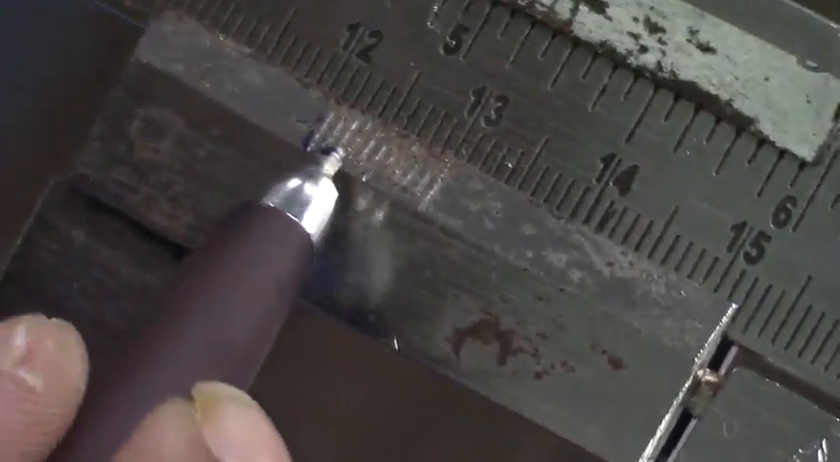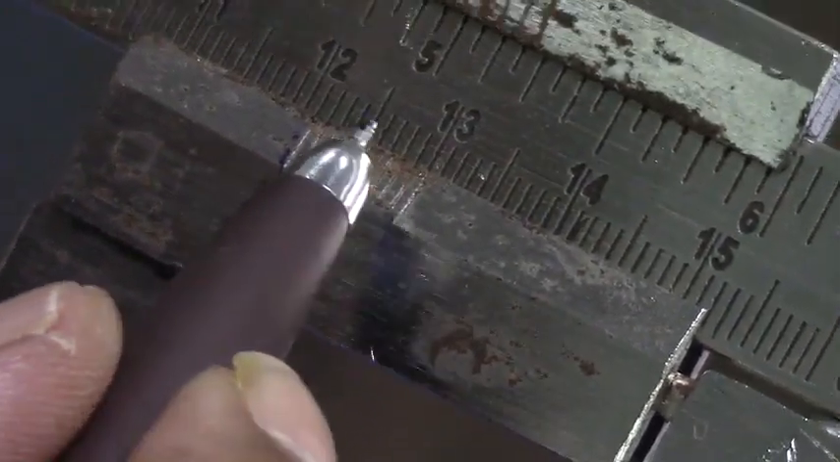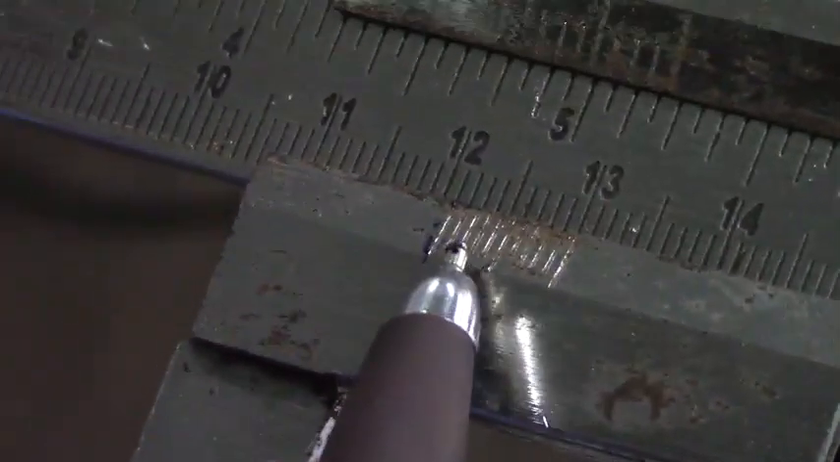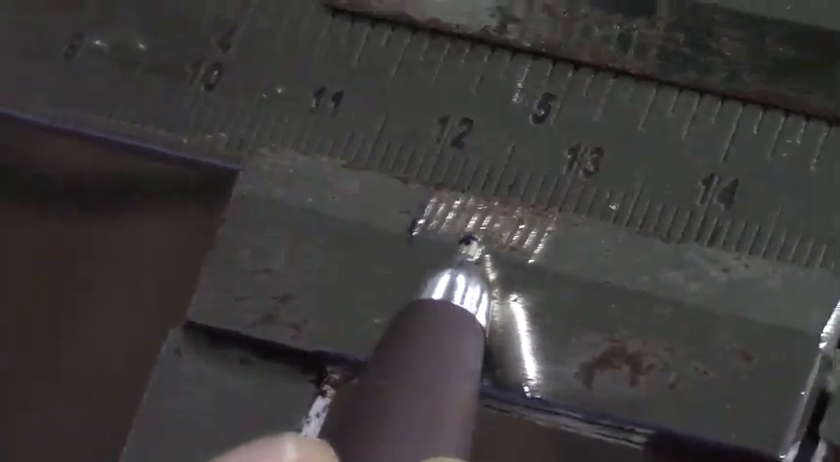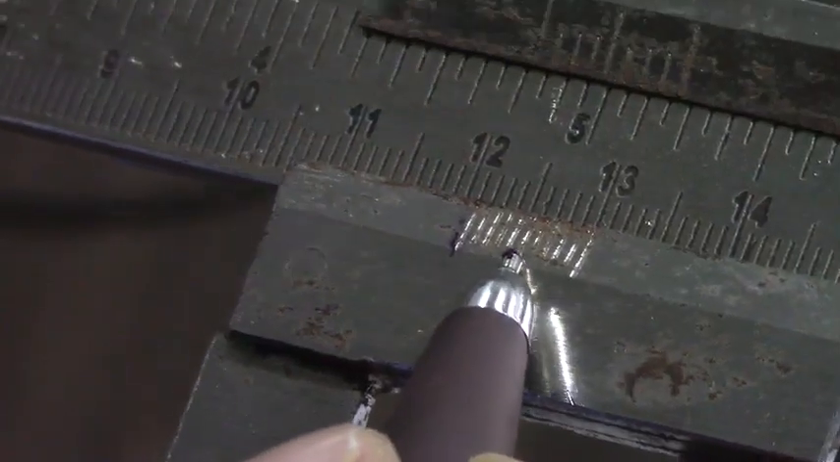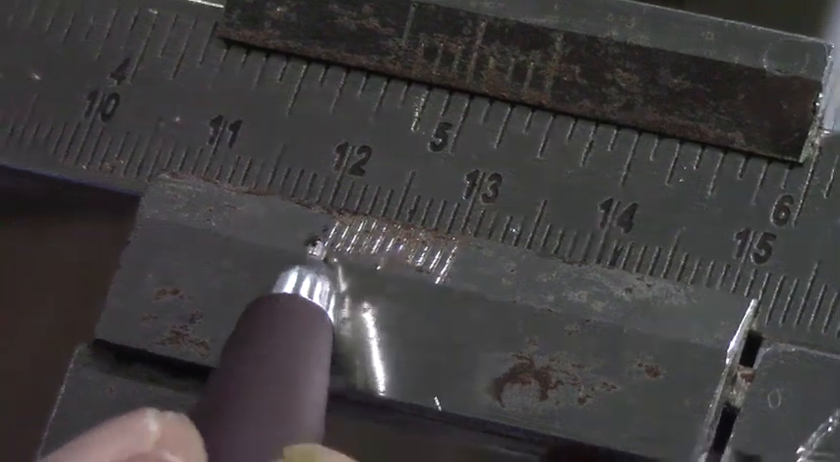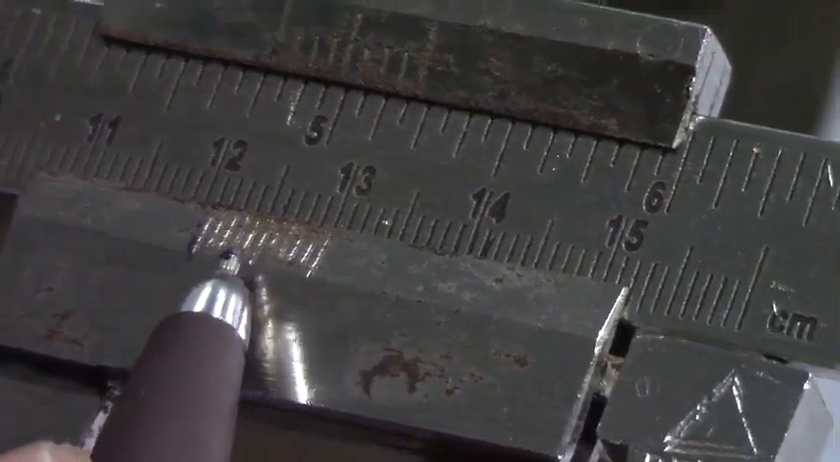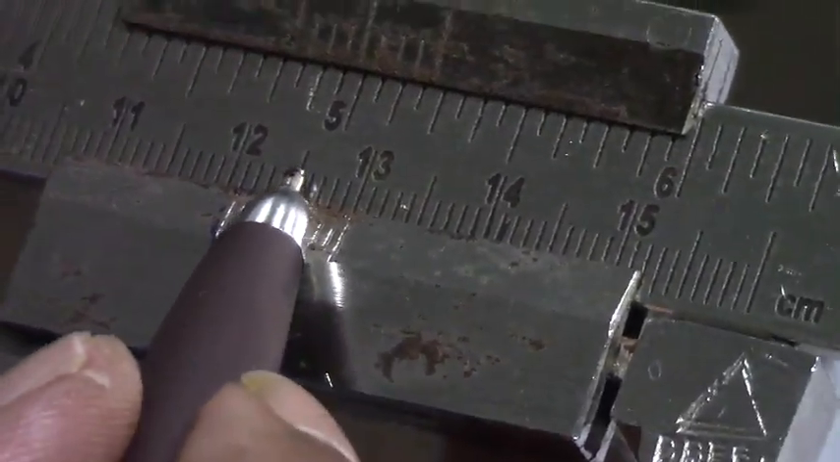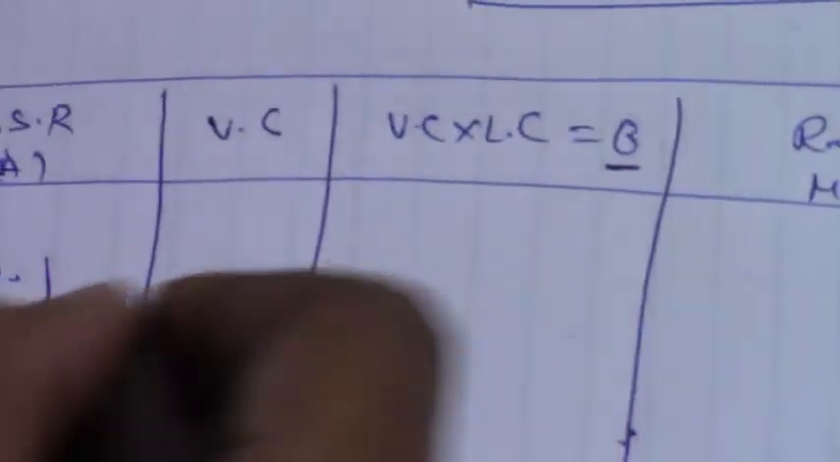For the vernier coincidence, out of the 10 lines in the vernier scale, one of the lines exactly coincides with a line on the main scale. Here you observe this line. What is this line? The 5th line. The 5th line is exactly coinciding with this line, so it forms a straight line. No other line forms the straight line pattern. So the 5th line exactly coincides with this line on the main scale. So vernier coincidence is 5.